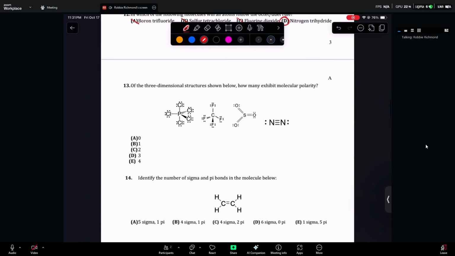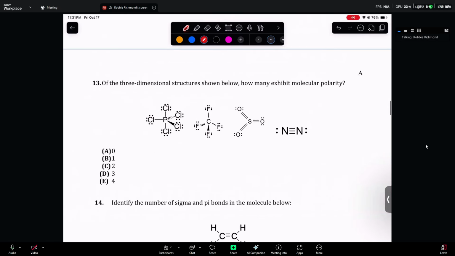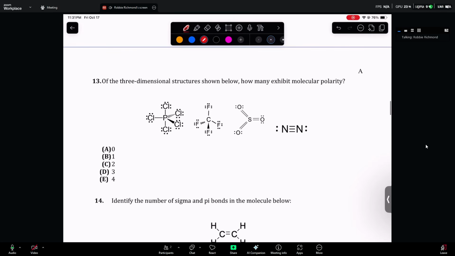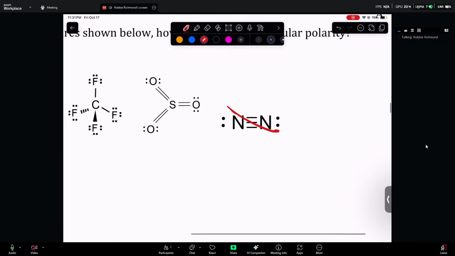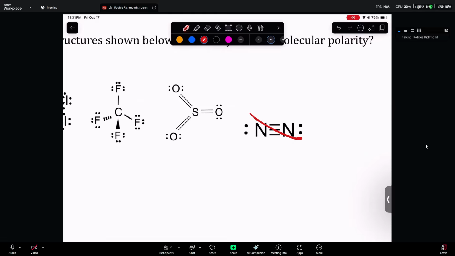Alrighty. Which of the 3-dimensional structures shown below may exhibit molecular polarity? I see, let's just go from right to left. I see N2 right here. These are the same atom. They have no net dipole moment, so this is nonpolar.